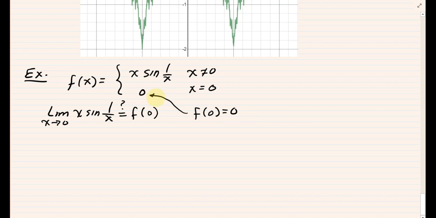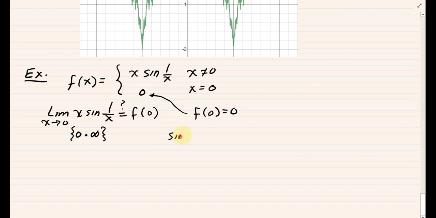Now let's find the limit of this function. If you plug in a 0 right now, you get 0 times undefined, which is an indeterminate form. The reason is that 1 over 0 is undefined, and we cannot evaluate sine of undefined. And by the way, whether you have 0 times infinity or 0 times negative infinity, that's still indeterminate. So let's show what this limit is.